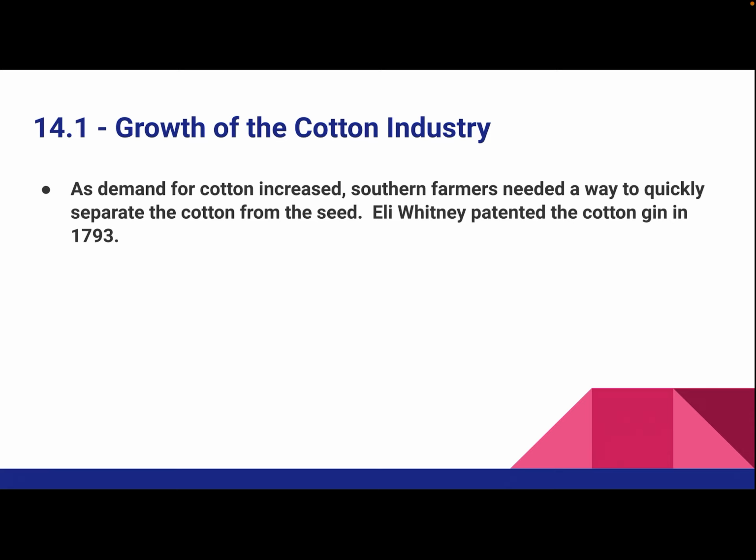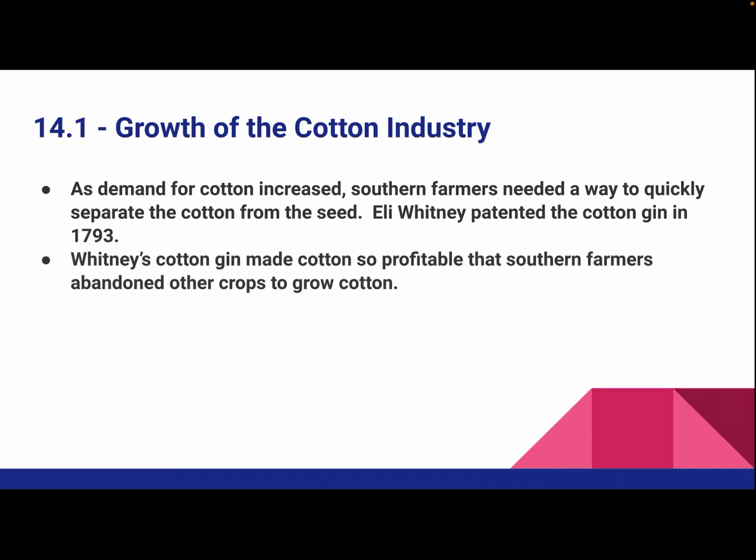Well, it was until Eli Whitney. Remember, we talked about him back in module 13. A big thing he also did was mass production and interchangeable parts, being able to produce the same part and interchange it in a product. He also patented the cotton gin in 1793. This cotton gin made cotton so profitable that southern farmers pretty much abandoned other crops and just grew cotton, because that's where they were making their money.